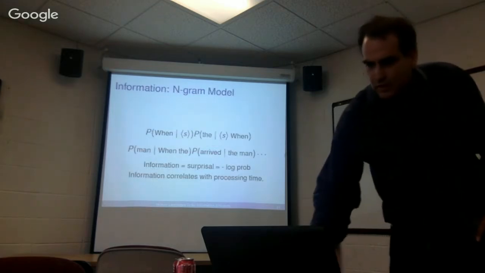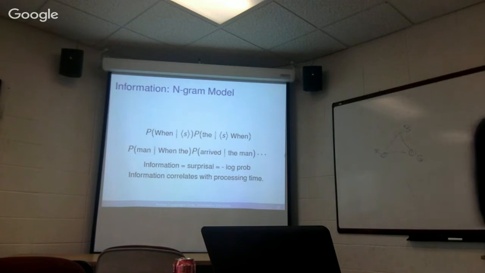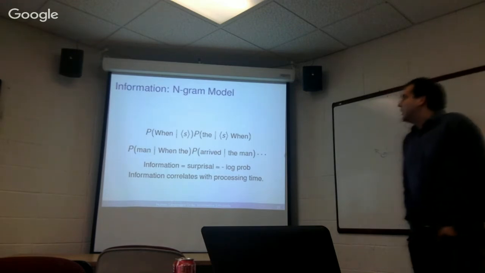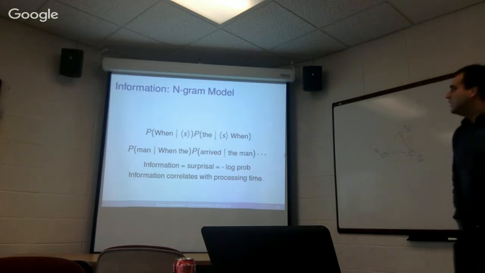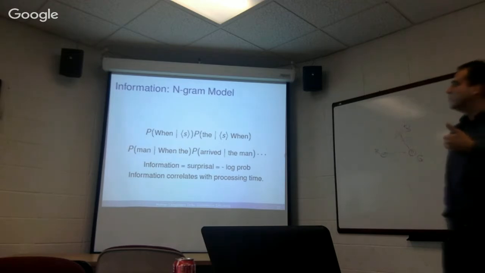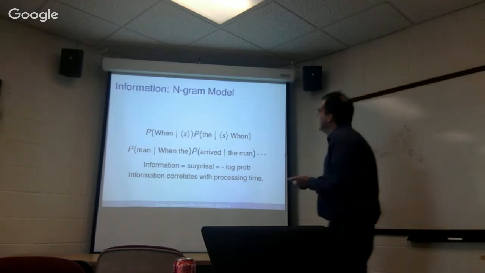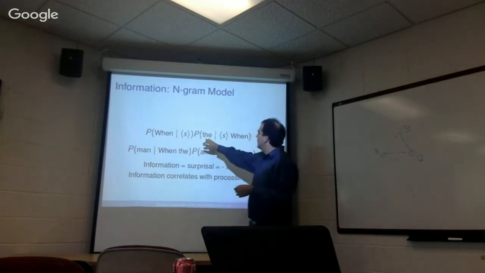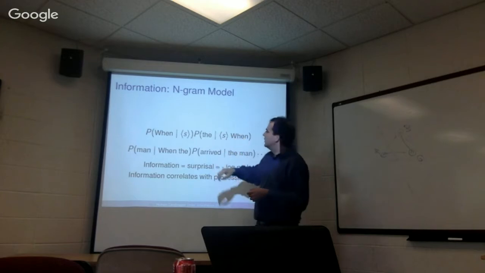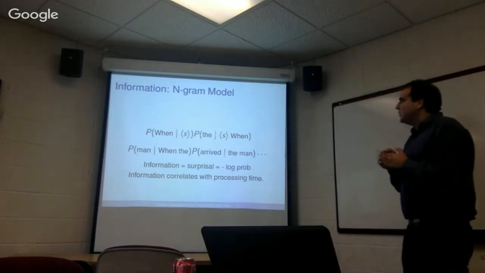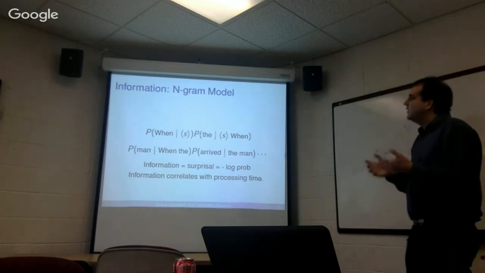So okay, let's talk about the probability part. When I say probability, I really mean n-gram probability. When we had this sentence, "when the man arrived," we're going to model the probability of each word by looking at the two previous words. So starting with "when" conditioned on the beginning of the sentence, "the" after the beginning of the sentence and "when," and so on. And we call it information or surprisal.